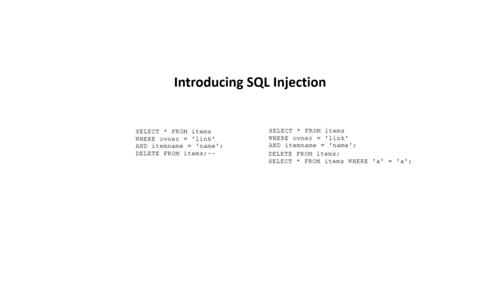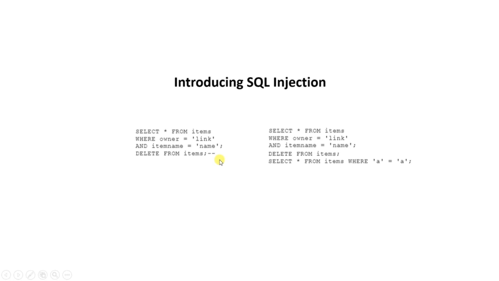And in the following example, an attacker with the username link inserts their name after the equal sign following the where owner, who is used to include the string name'; delete from items; for it name into an existing SQL command, and the query becomes like this one.